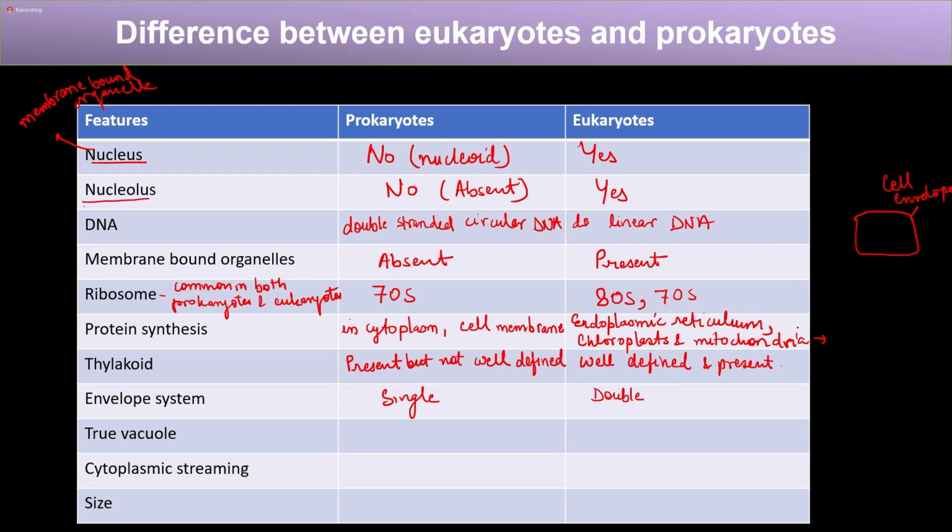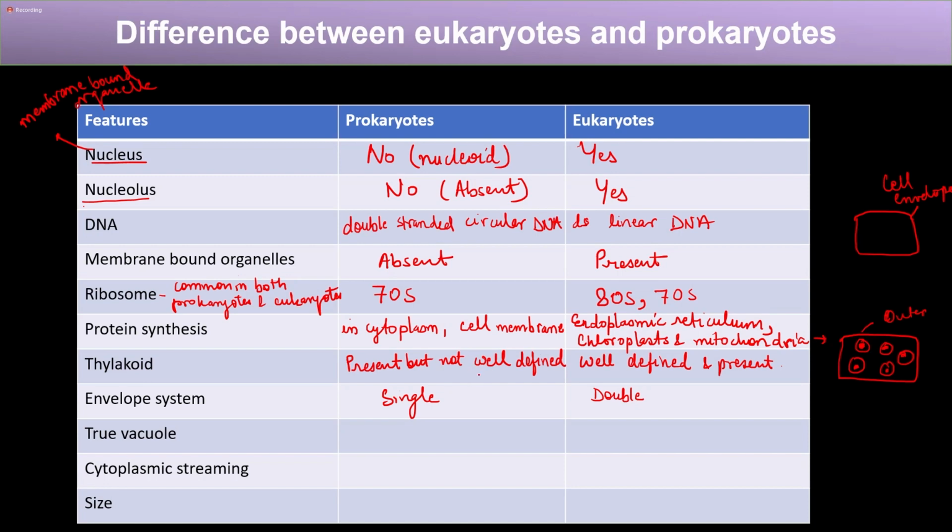Why do we call it a double envelope system? Because in the case of eukaryotes, you have this outer envelope, and then you have cell organelles. In the first lecture, I gave you the list of the organelles, and these organelles are membrane bound. So this is the second envelope. So there is one outer envelope, and then there is this second envelope. So eukaryotes have a double envelope system.